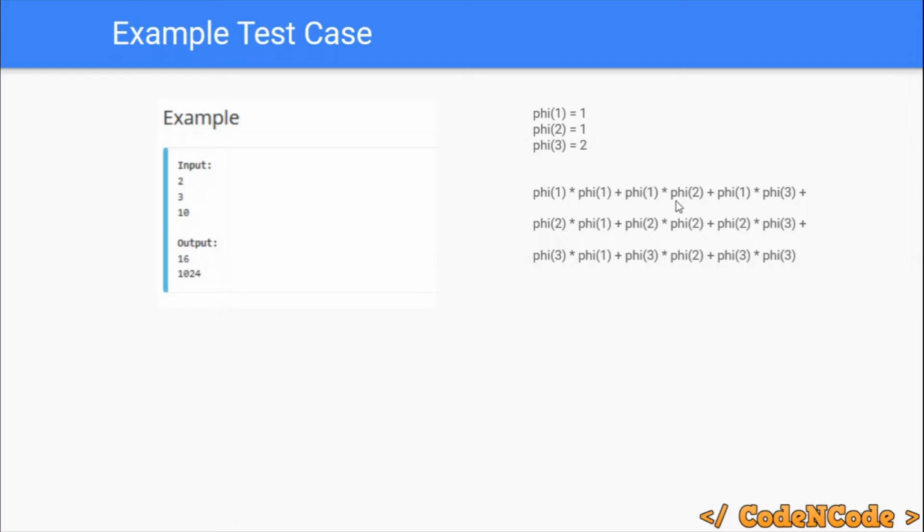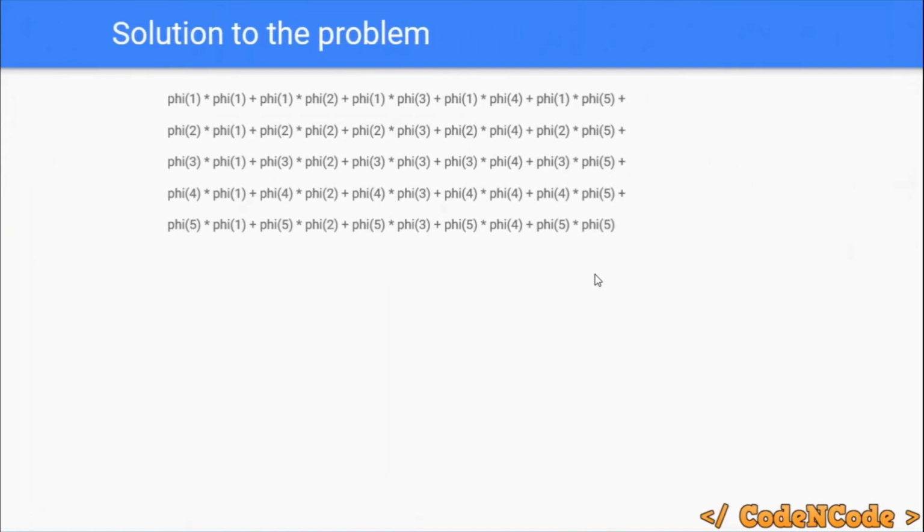If you evaluate this expression, taking phi of 1 equal to 1, phi of 2 equal to 1, and phi of 3 equal to 2, the overall result sum would be 16. Same for the second test case. Suppose n was given to be 5, so this would be the whole sum. Now see, if I take the first row, then the second row, and so on, there are 5 rows.